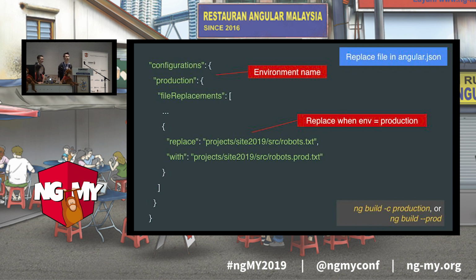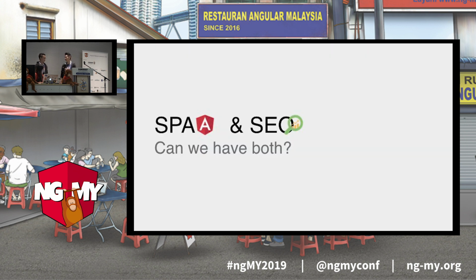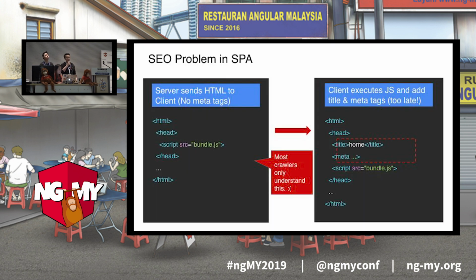Next, I'll pass on to Adrian to tell us how we can implement SEO in SPA. So I'm going to talk about how we implement SEO in SPA. The SEO problem in SPA is that when the server sends the HTML to the client browser, the client browser will see something like this.